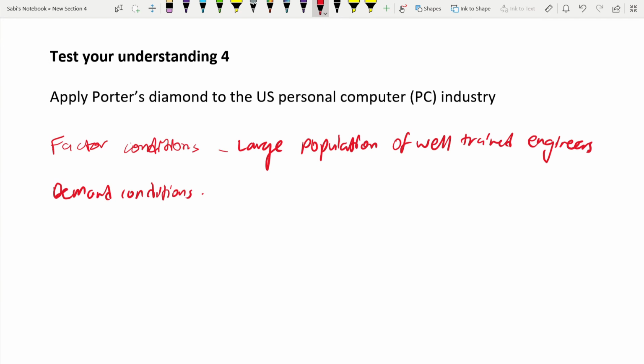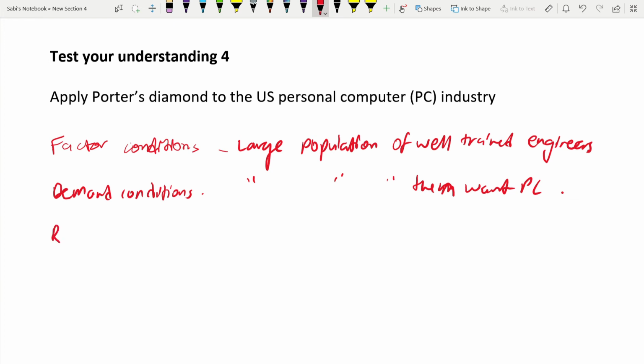What could be the demand conditions? Large population of individuals and businesses who need a PC. They want PCs. A large population of them demand PC, personal computer. So that helps them to build this and go into that PC industry because there's a demand for that.